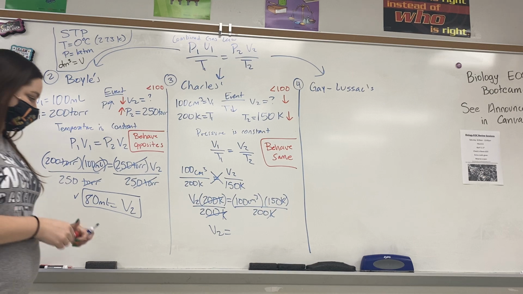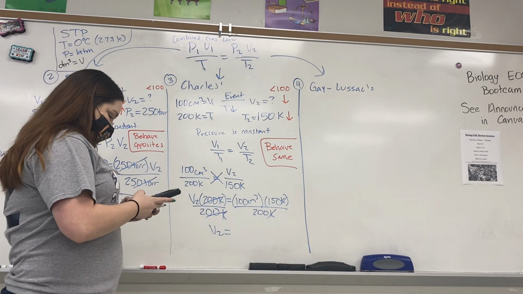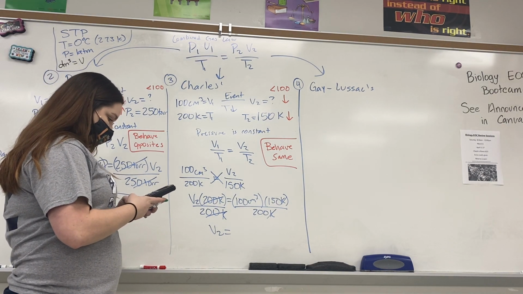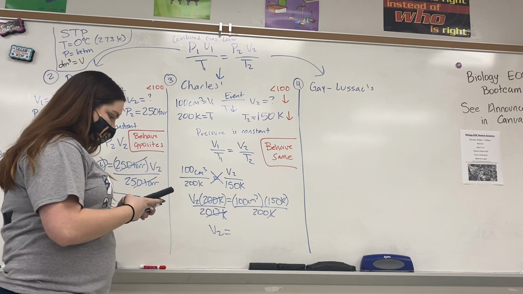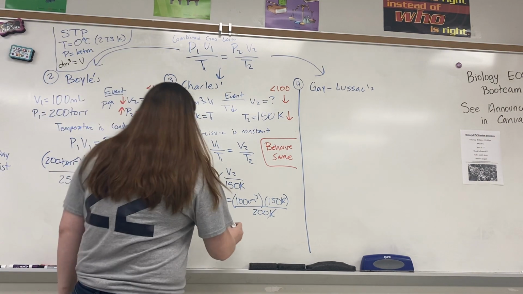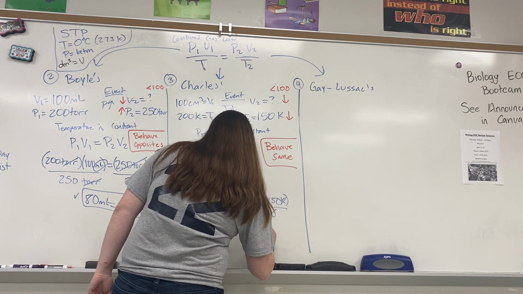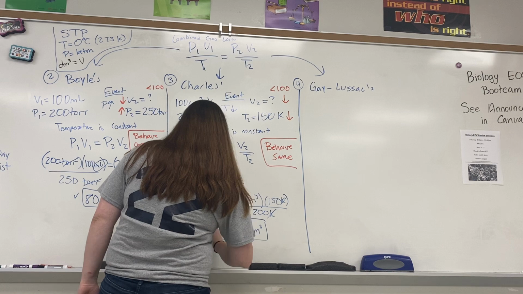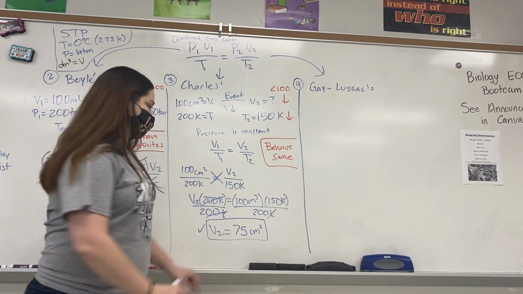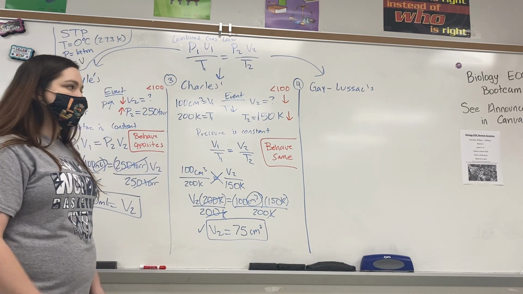So now let's do that math in our calculator and see if we get a number less than 100. So 100 times 150 divided by 200, and we get 75, which is less than 100. So I am pretty confident that this is the correct answer because it makes sense. And I'm just going to use whatever units I have left over, which is centimeters cubed. Okay.